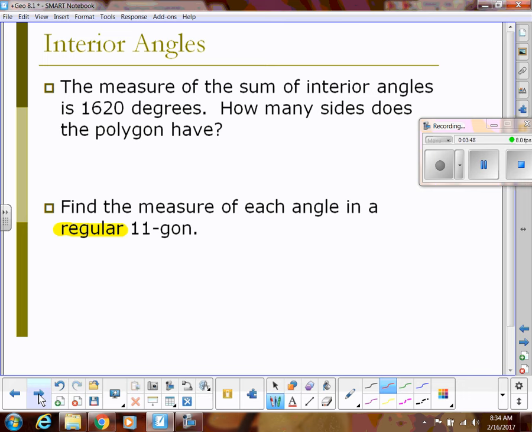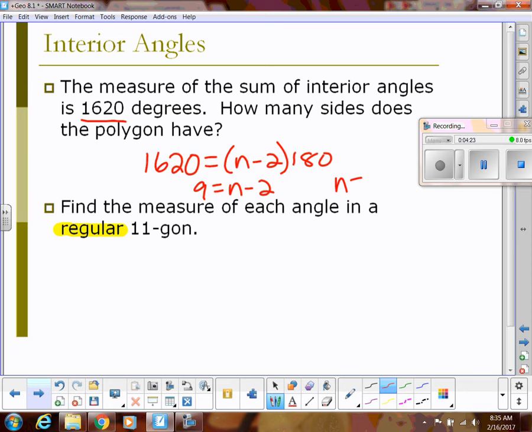But we can also do things like this. The sum of the measures of the interior angles is 1620 degrees. So how many sides does this polygon have? Now we're going to go backwards. We know the answer is this, and we're trying to solve for n. So what would we do? Well, I would divide by 180. So 1620 divided by 180 is 9. And then we have to add 2. Remember, 9 is the number of triangles, so we'd have to add 2. So our n is going to be 11. So this is an 11-gon.